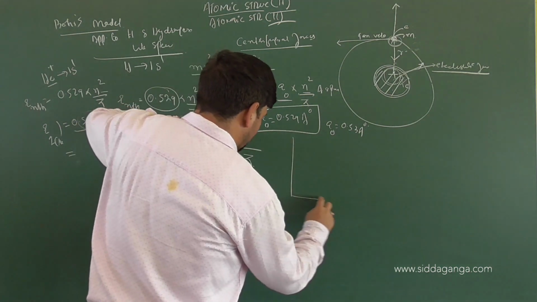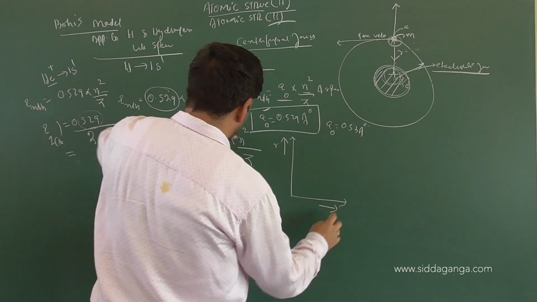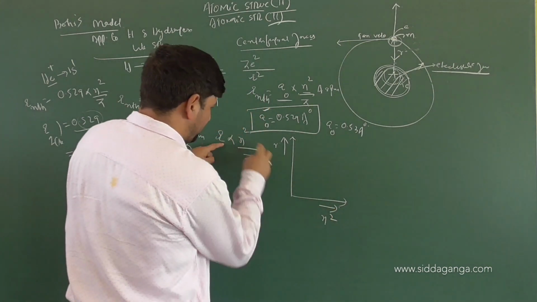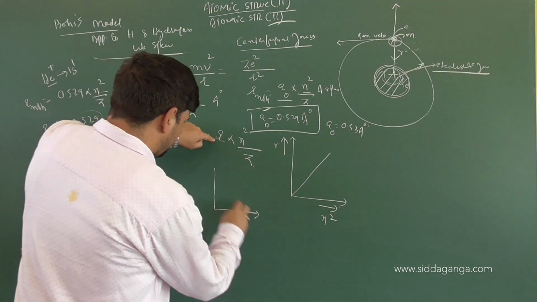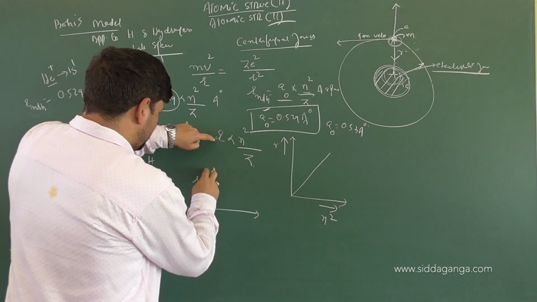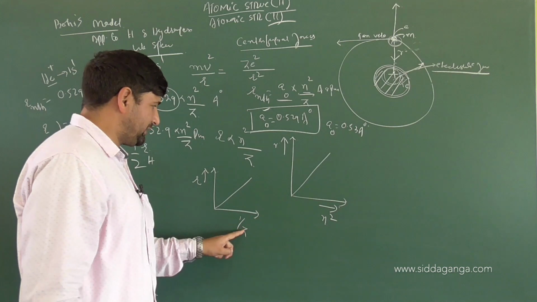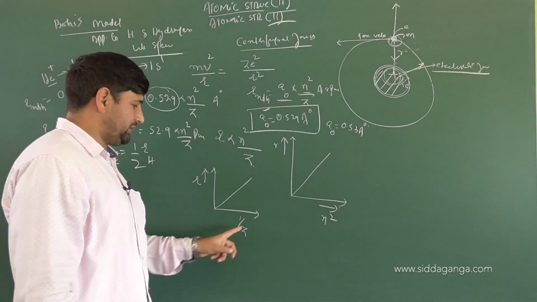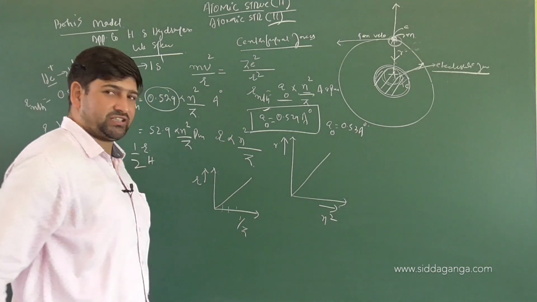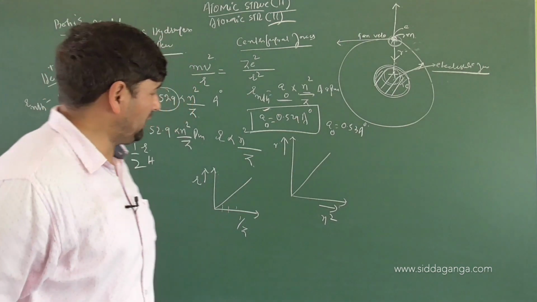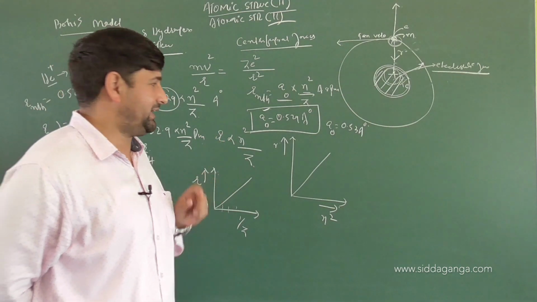So if I plot a graph of radius with respect to n square, because this is directly proportional, it will be a straight line, correct or not? If I plot a graph of radius with respect to 1 by Z, it again should be a straight line. Otherwise, if you plot it with respect to Z, because this is inverse proportionality, when Z increases, R should decrease. So with the increase in Z, R should be continuously decreasing. Am I clear here or not? Clear with this understanding? Excellent.